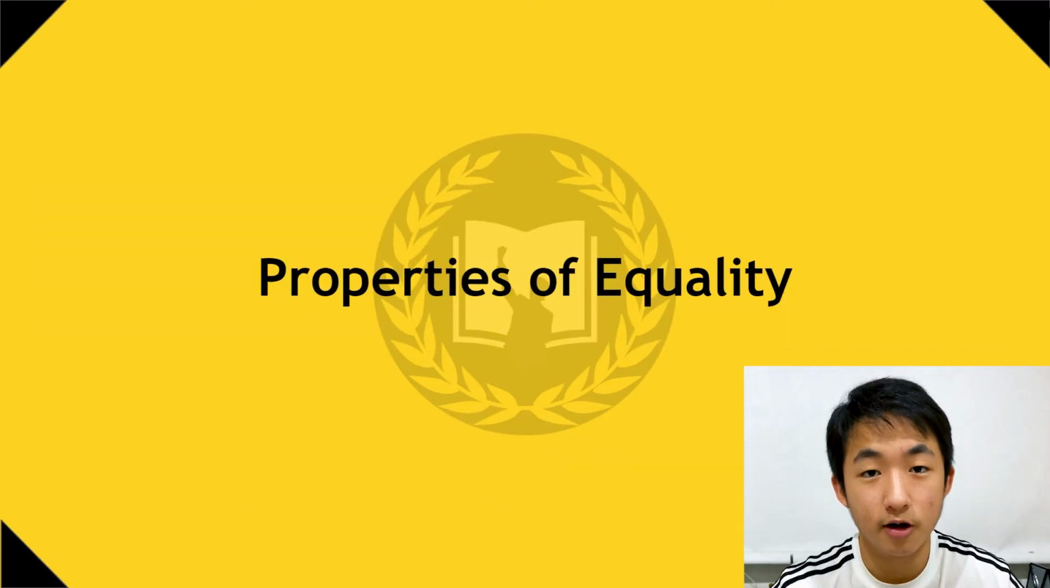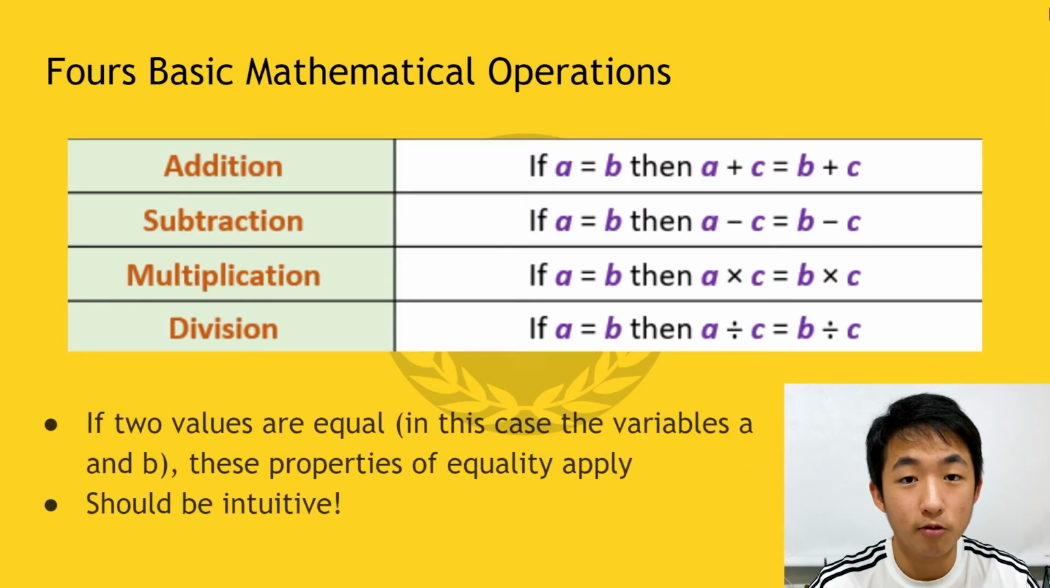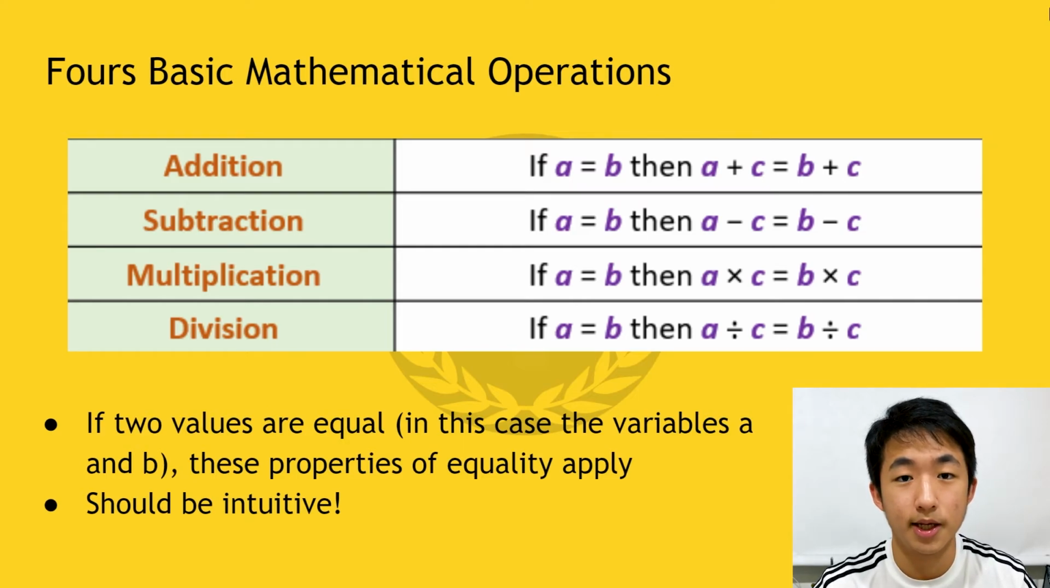Moving on to our final concept of Geometry Bootcamp, properties of equality. Let's start with the 4 basic properties of equality: addition, subtraction, multiplication, and, you guessed it, division. If 2 variables or values are equal, in this case variables a and b, then these properties of addition, subtraction, multiplication, and division can be applied.